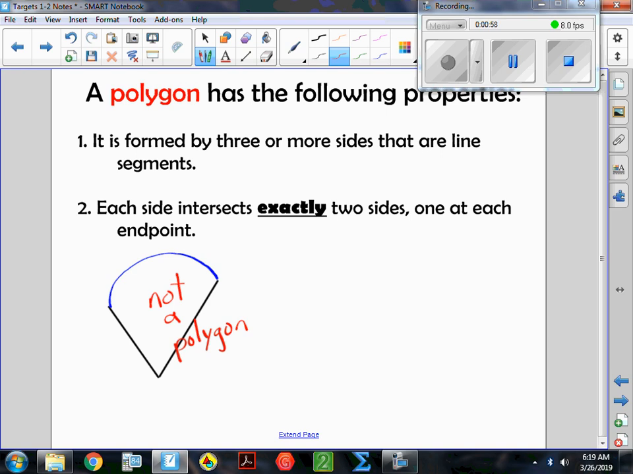The second point is that each side intersects exactly 2 sides, one at each endpoint. That means that it's closed and that it doesn't overlap at all. So this would be an example of a polygon. Kind of looks like a big V shape. Each of the segments intersects at 2 endpoints. So for example, this one on the bottom left intersects at those 2 endpoints. Right above that intersects in the middle and top to the right of that. All of those intersect exactly 2 segments at a single point. So yes, that is a polygon.